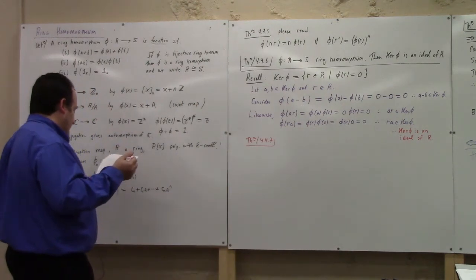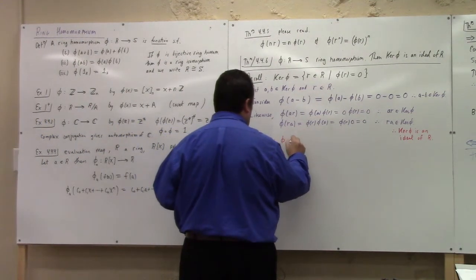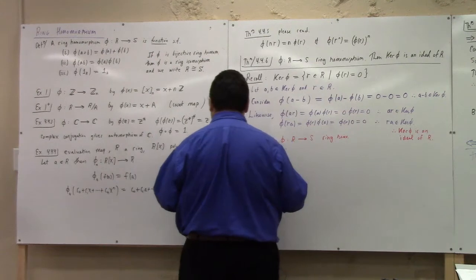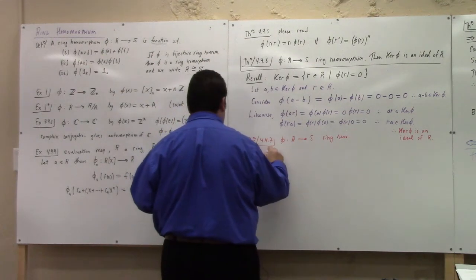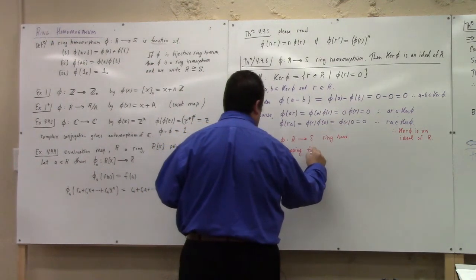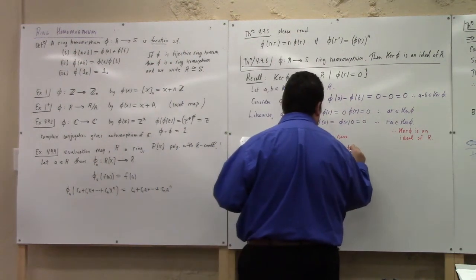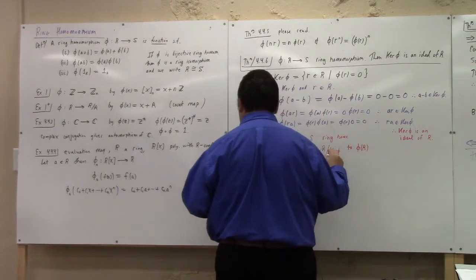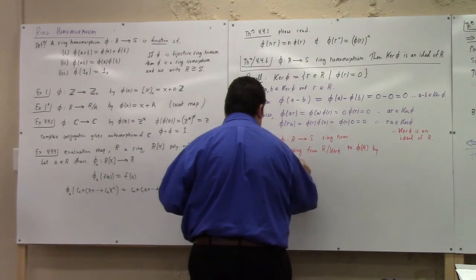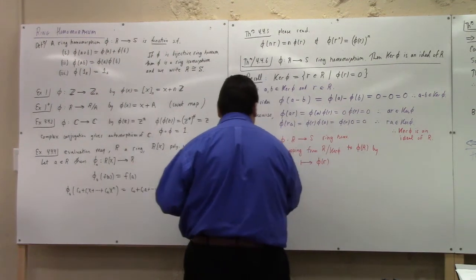Theorem 4.47 says take a ring homomorphism phi from R to S. Then the mapping from R mod the kernel to phi of R, by the rule R plus kernel maps to phi of R, is a ring isomorphism.